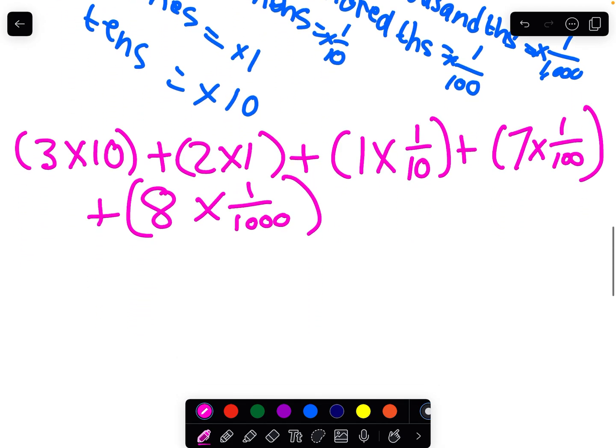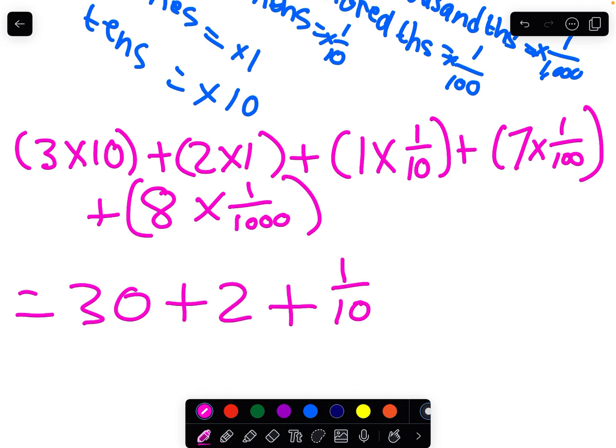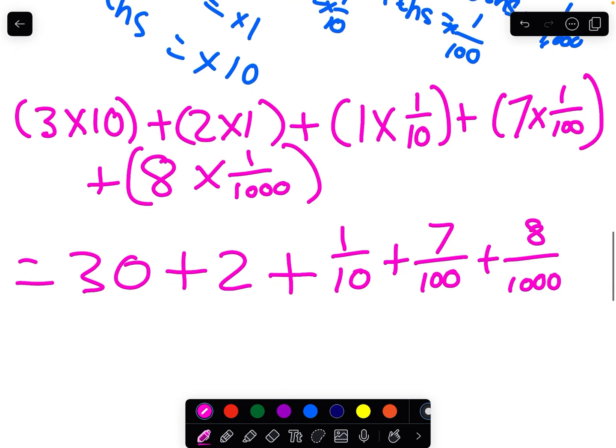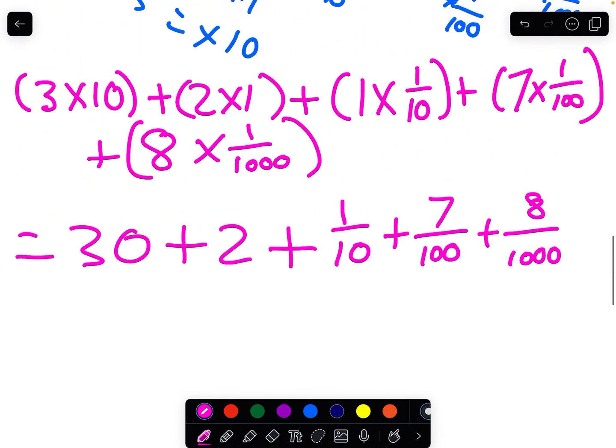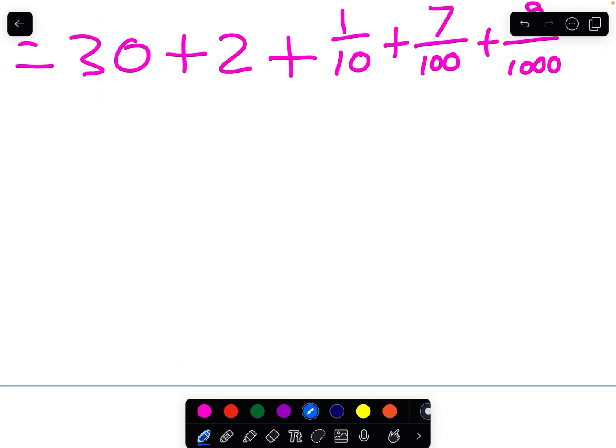And another way to write it is 30 plus 2 plus 1/10 plus 7 100ths plus 8 1,000ths. There we go. And so there you have it. Let's do one more quick practice.